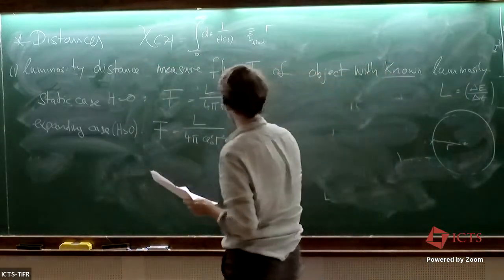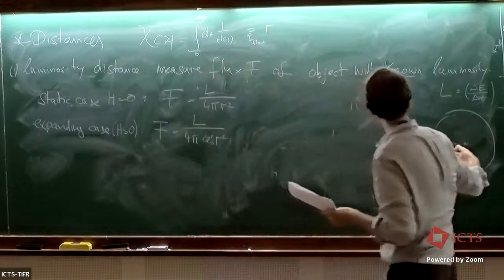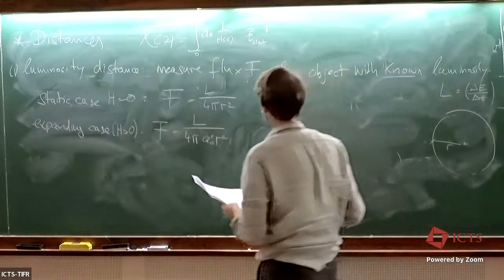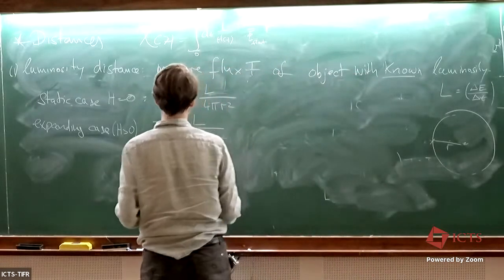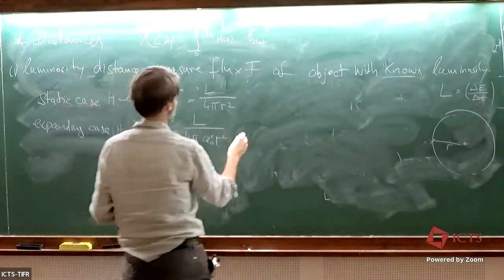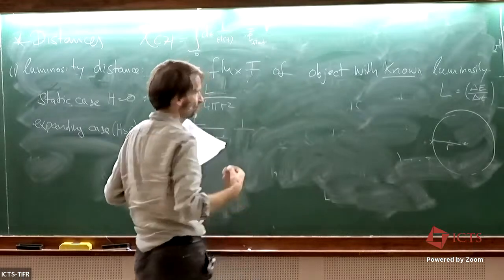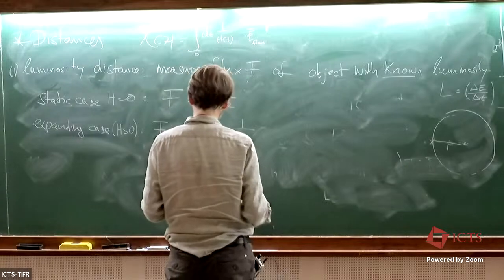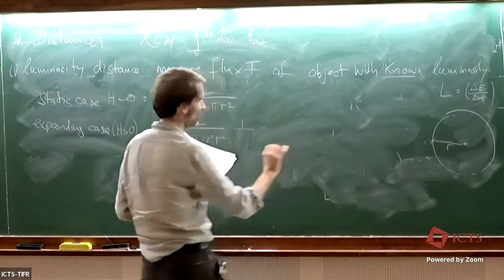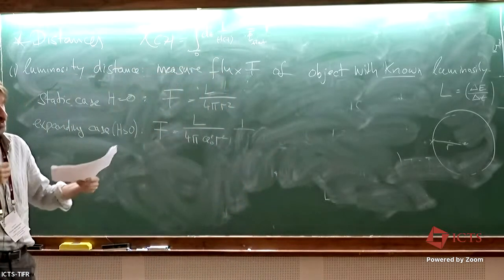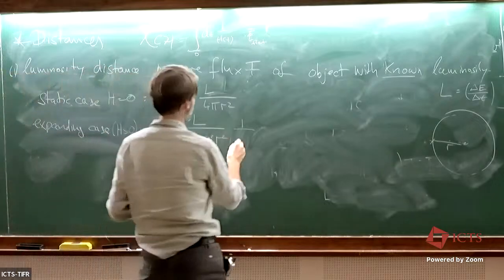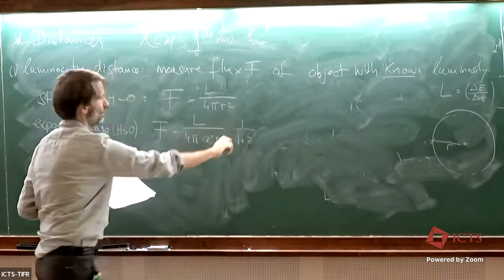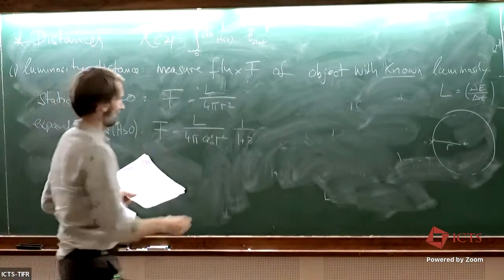There is now a correction coming from the fact that photons are redshifted. So they are less energetic when they arrive. So this will bring down the flux by a factor. We have derived the redshift formula: the wavelength changes in proportion to the scale factor, and the scale factor is the inverse of 1 plus z. So this gives you a factor of 1 over 1 plus z. That's the redshift.